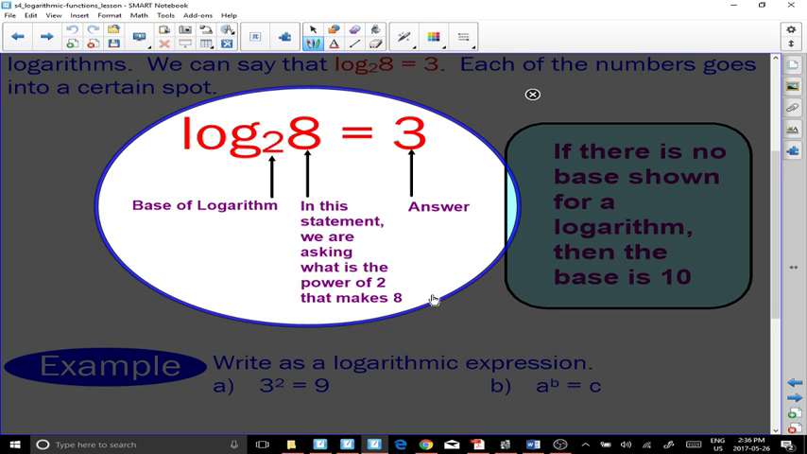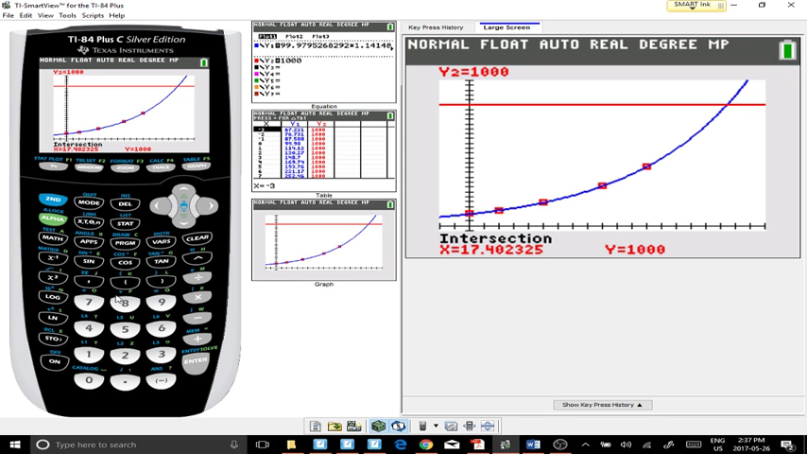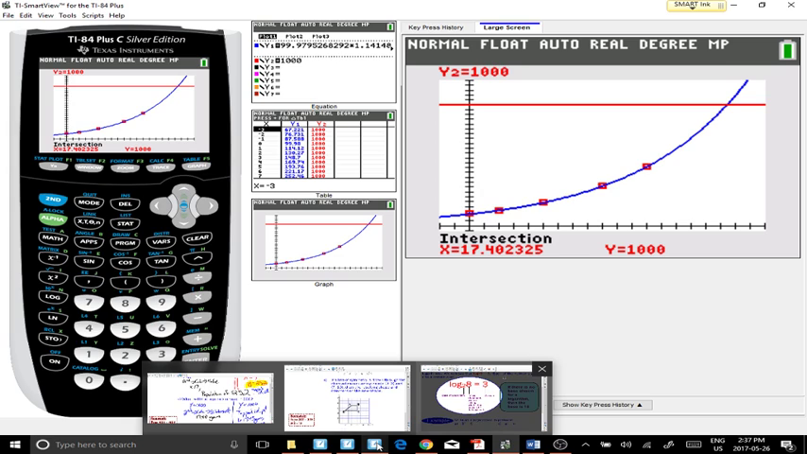Now, sometimes we'll see a log, but we won't see a base. If we see the word log but don't see a base, then we assume that the base is 10. Your calculators do have a log button on it. On the graphing calculator, the log button is right next to the 7. On my classroom calculators, there's also a log button. On a calculator on an iPhone, there's also a log button. All these logs are base 10. Always base 10 for the button that says log.